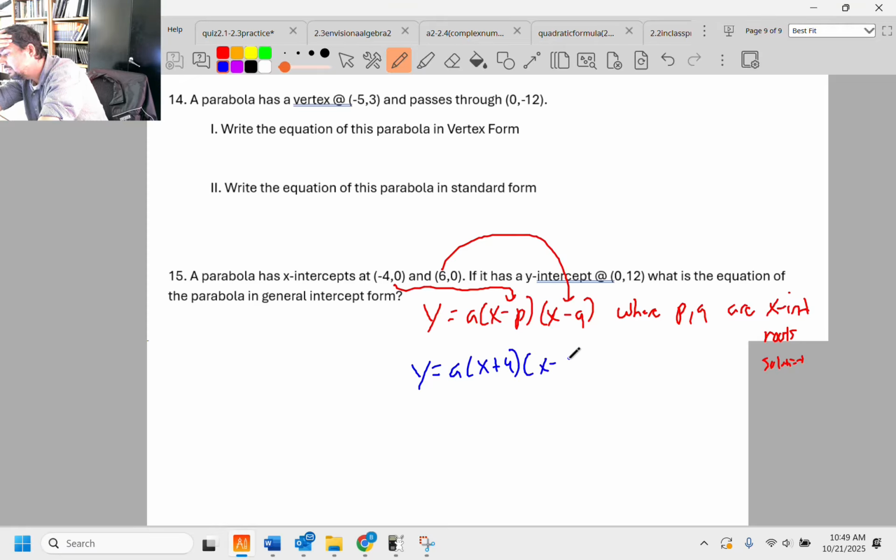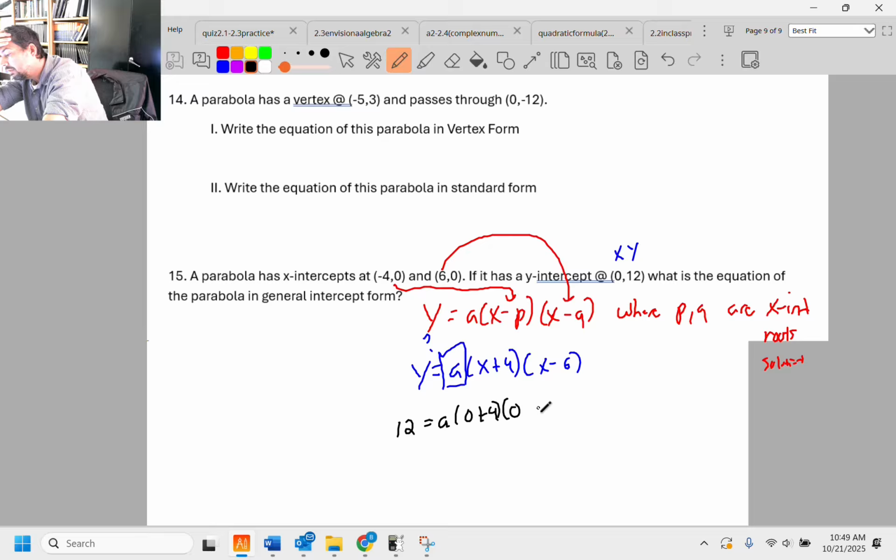And then we have -6. And again, the goal is, what is that guy? I got to figure that guy out. Well, that's where the other point comes from. And just like above, it gives you an x and it gives you a y. So you're going to plug that in. Y is 12 when x is 0.